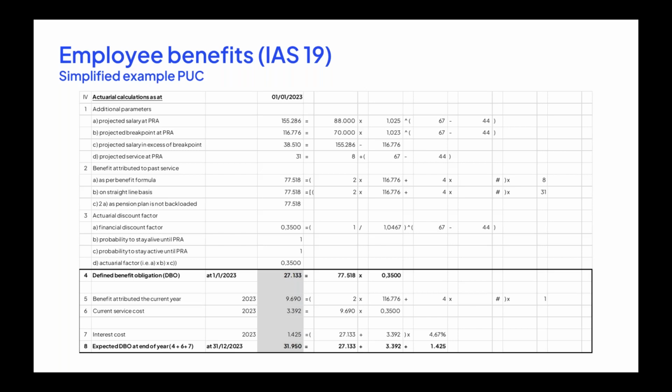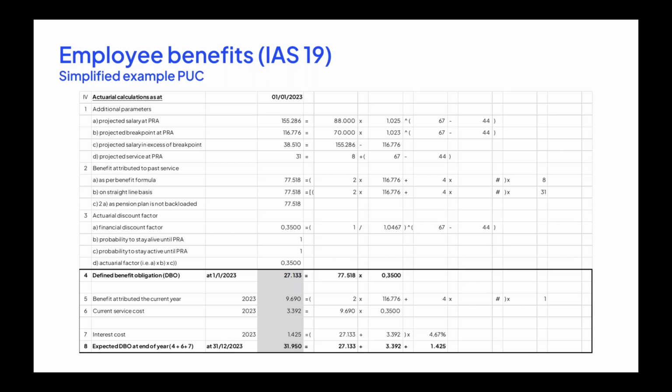First of all, we will do some gross calculations. We will calculate the projected salary at the expected retirement age, or PRA, the projected retirement age. Well, today I have a salary of 88,000. My salary increase is 2.5%. So I will multiply by 1 plus 2.5% to the power of, and the power is the legal retirement age minus my current age. And that's how I calculate it.